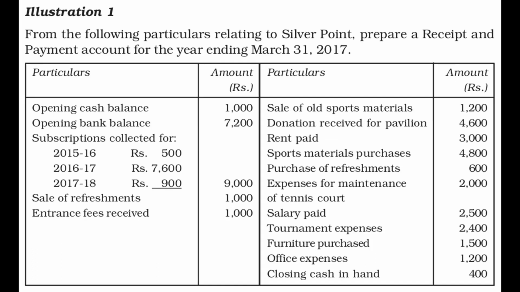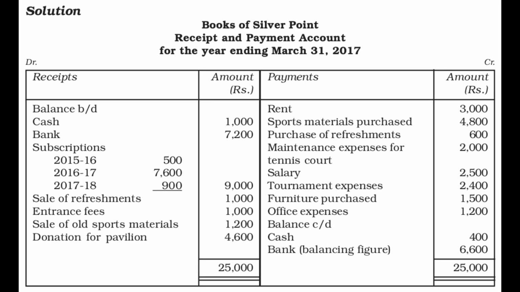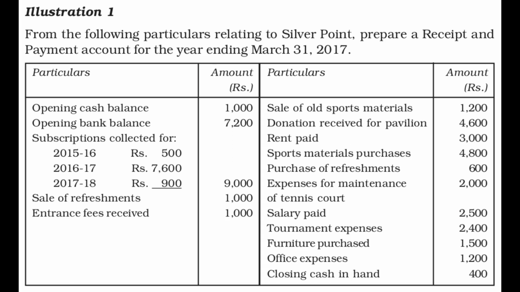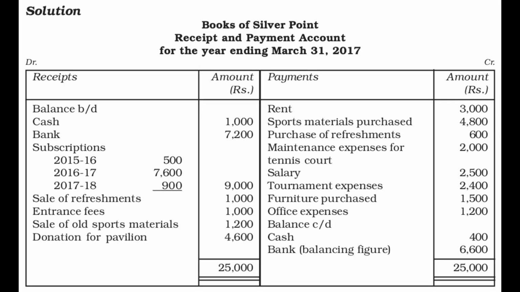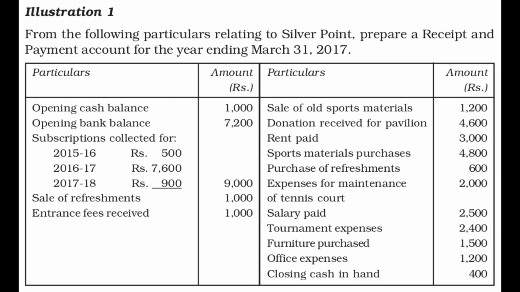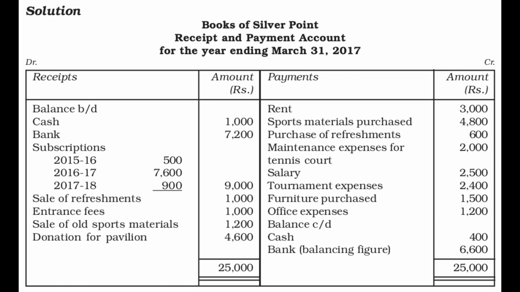Next item, it is expenses for maintenance of tennis court rupees 2000, an item of payment of cash, so taken on the payment side of the account, rupees 2000. Next, it is salary paid rupees 2500, an item of payment of cash, so taken on the payment side, rupees 2500. Next, it is tournament expenses rupees 2400, an item of payment of cash, so taken on the payment side, rupees 2400.